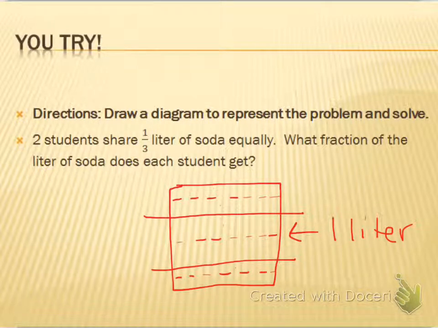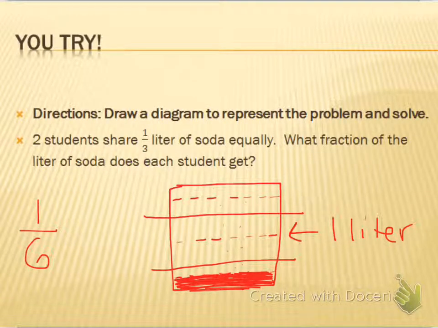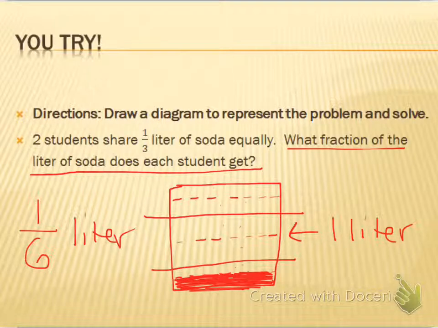So I can take a look here at one of these thirds, and if I'm one of the students that's going to get some of this soda, I'm going to shade in half, and it turns out that what I've shaded in here is 1 out of 1, 2, 3, 4, 5, 6 pieces of this liter here. So I actually have 1/6 of a liter. And so the answer here, what fraction of the liter of soda does each student get, is actually 1/6 of a liter.